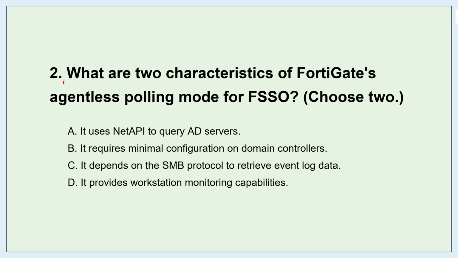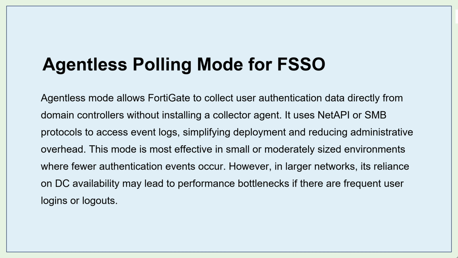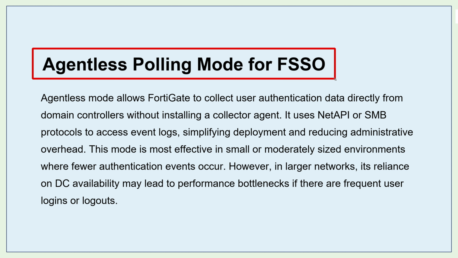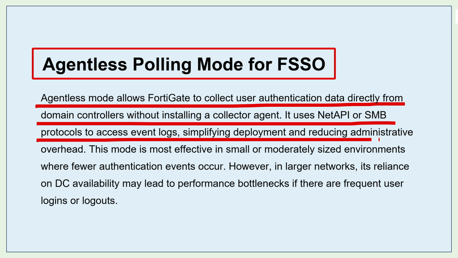Question 2. What are two characteristics of FortiGate's agentless polling mode for FSSO? The knowledge points of this question are: FSSO agentless integration. Agentless mode allows FortiGate to directly grab user info from the DC using protocols like NetAPI or SMB. It's simple to configure and doesn't require installing a collector agent, which is great for smaller networks. But in larger networks, it can struggle with high user activity since it depends heavily on the DC's performance.